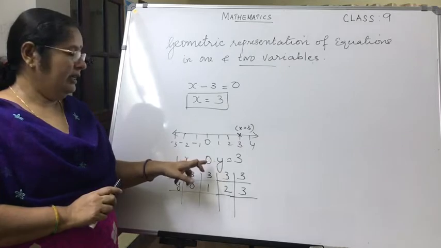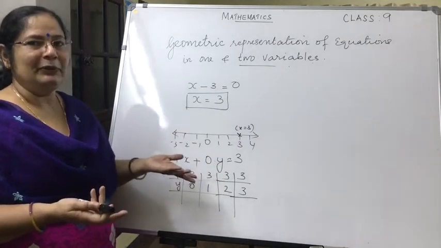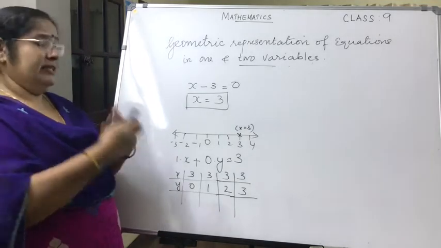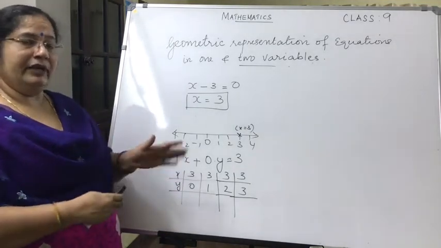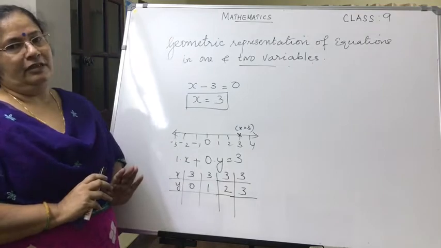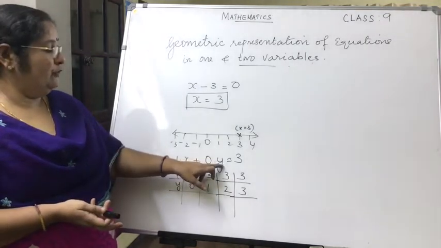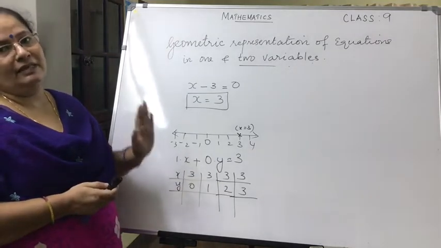Whatever be the value of y, 0 into that value will give you 0. So solutions you can find very easily. No need of writing in terms of one variable and then substituting and writing. Directly you can find, because this term becomes automatically 0. Whatever value you give for y will automatically become 0.